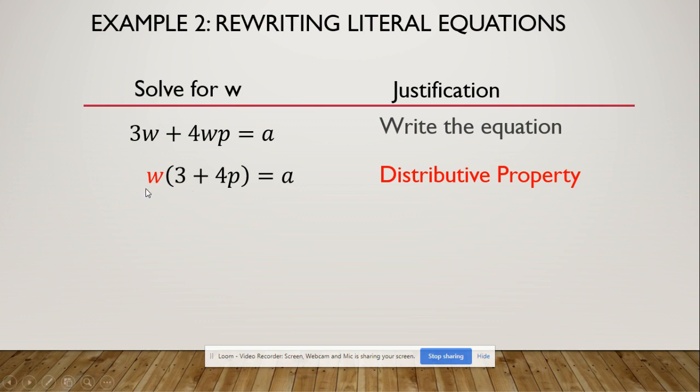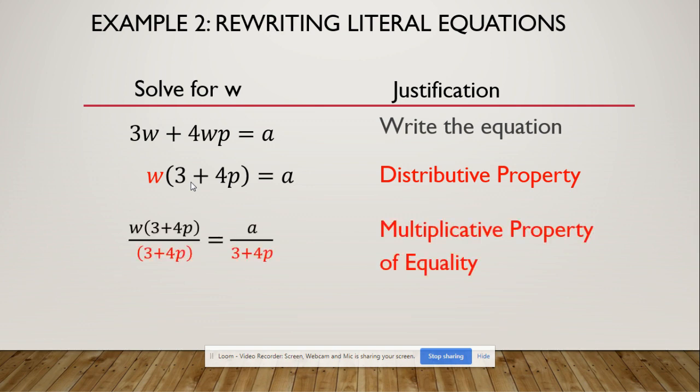Now, we just need to pay attention to the relationship. w is being multiplied by 3 plus 4p. Not just by 3, but by that entire statement. So in order to eliminate it, we need to do the opposite, which is divide by 3 plus 4p. If we do it to the left side, we need to do it to the right. Any number divided by itself gives you 1. So even though we don't know what 3 plus 4p is, we do know that 3 plus 4p divided by 3 plus 4p is just 1. So we have 1w equals a over 3 plus 4p.